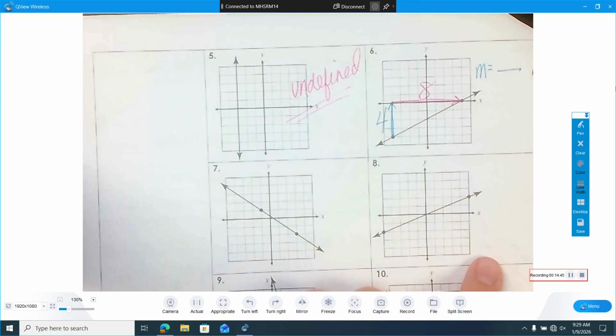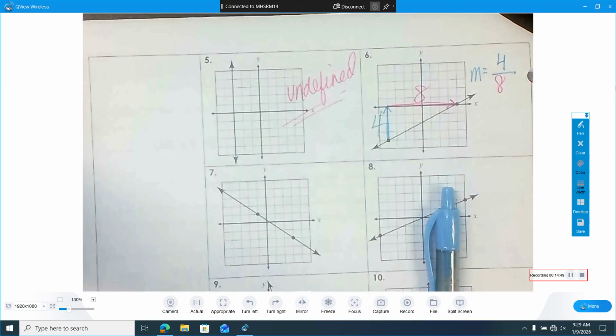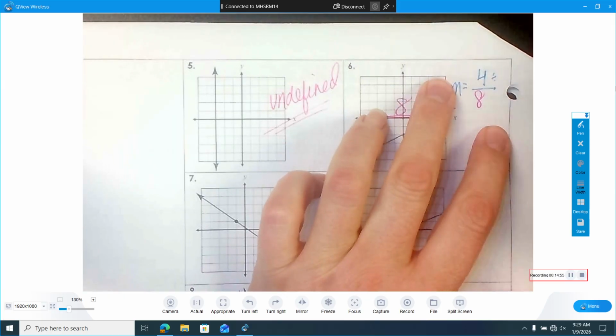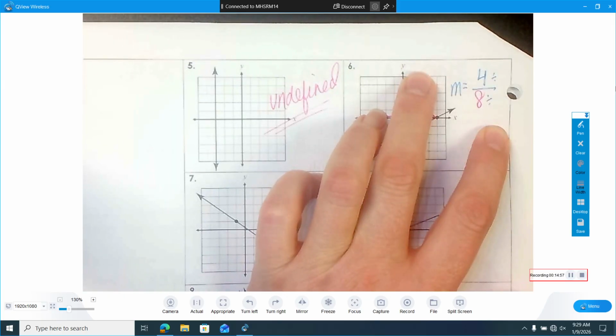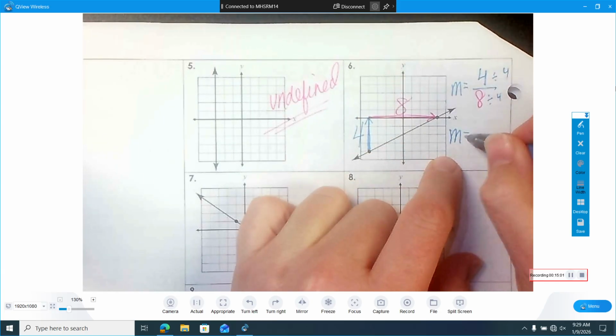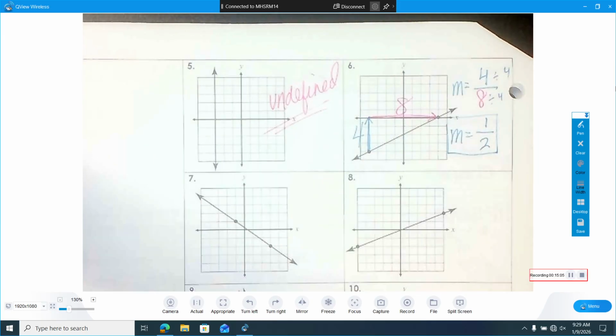All right, so I have a rise of 4 and a run of 8. Rise over run, does it reduce? Yeah, we're going to divide top and bottom by 4. Dividing top and bottom by 4, I get a slope of 1/2, because 4 is half of 8.